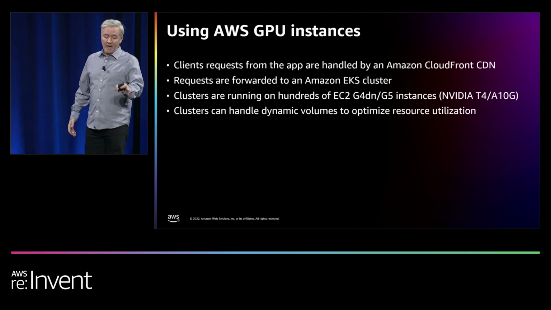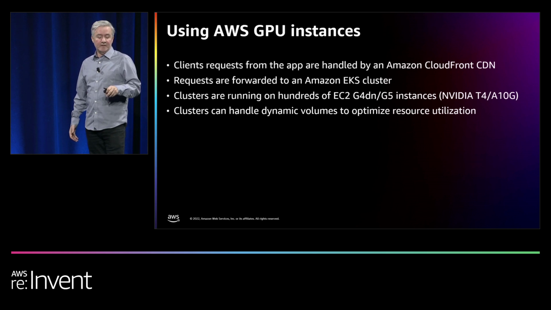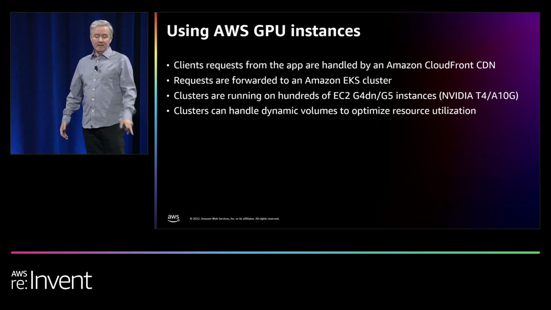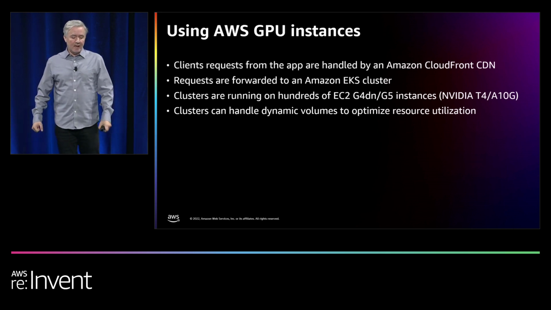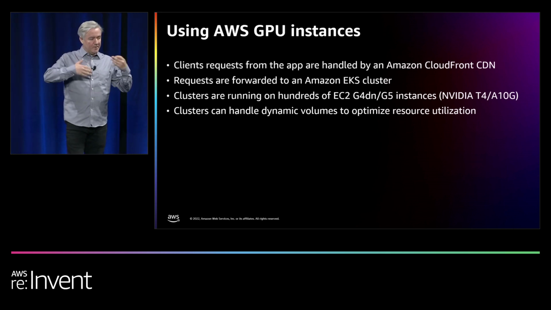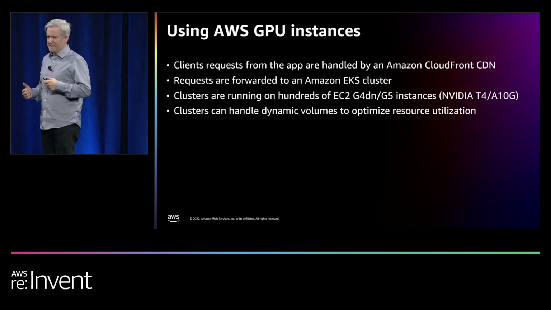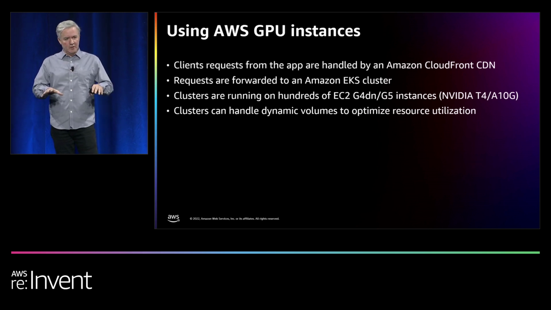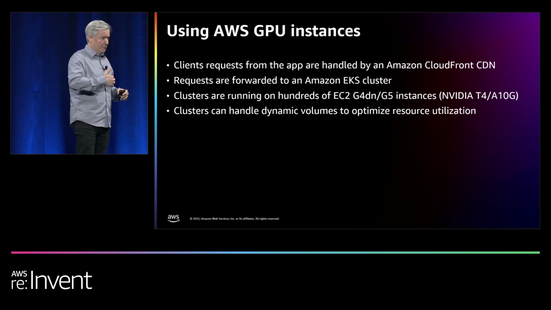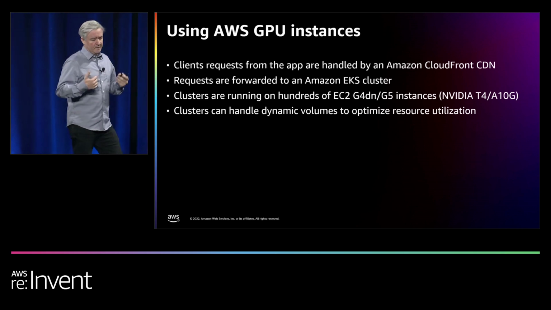We're running everything on hundreds of EC2 G4dn and G5 instances. These are, as was mentioned, NVIDIA T4 and A10G GPUs. And like I said, we can optimize, and this is very important for us. Since these resources are very expensive, we want to make sure that we utilize everything according to actual usage, and that we're not over-provisioning or under-provisioning the number of nodes during the day.